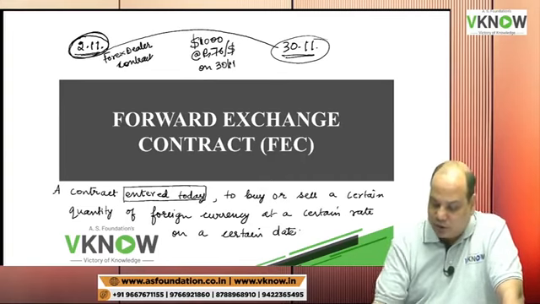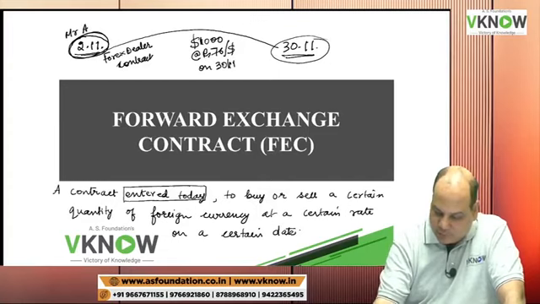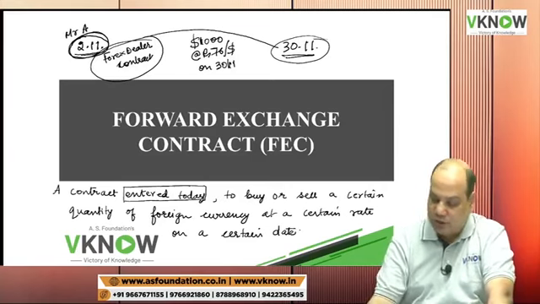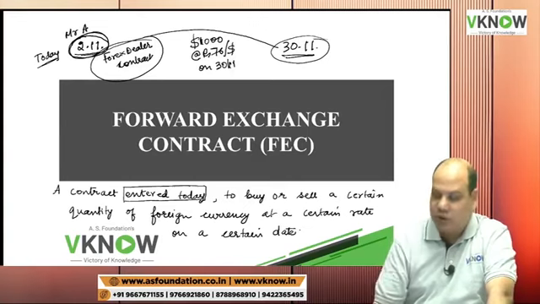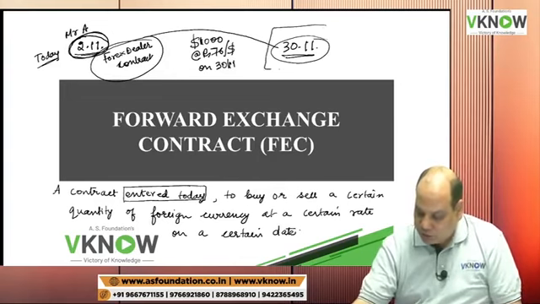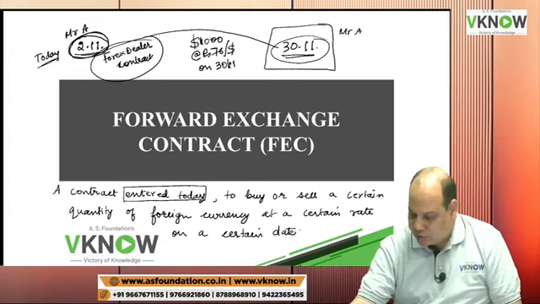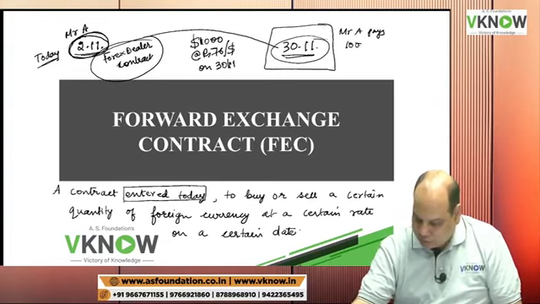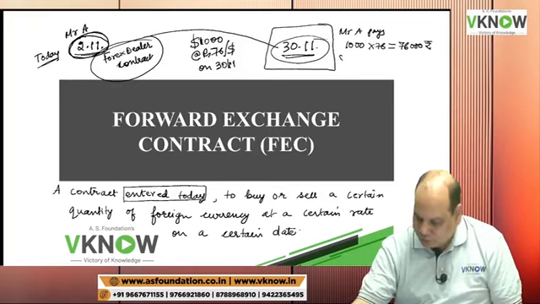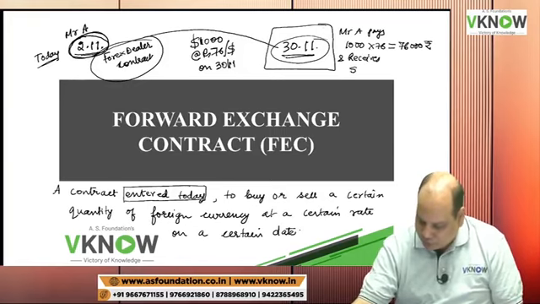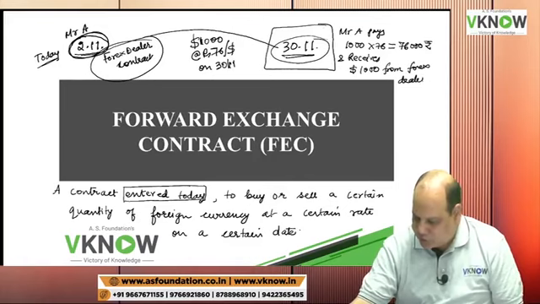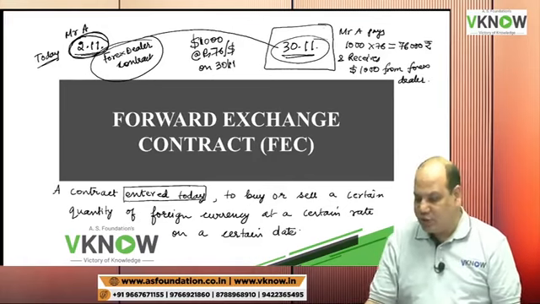Let us call him Mr. A. Mr. A goes to a forex dealer and enters into a contract today, that is 2nd November, to purchase $1,000 at the rate of 76 rupees on 30th November. On 30th November, what will happen now? Mr. A pays 1000 into 76, that is 76,000 rupees, to the forex dealer, and Mr. A receives $1,000 from the forex dealer. This is how the transaction will be settled on 30th November.